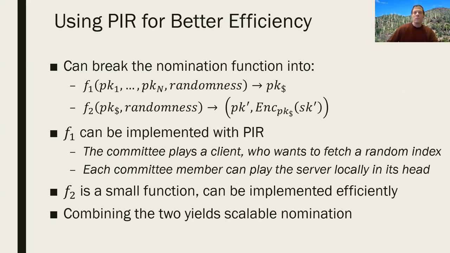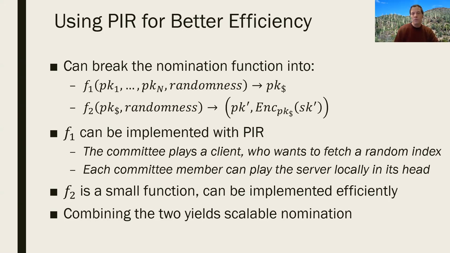We can break the nomination function into a first function F1 that takes all the public keys and some randomness and outputs a randomly chosen public key. And then a second one, F2, that takes this randomly chosen public key and some extra randomness and just chooses the ephemeral public and secret key and encrypts the secret key under the chosen public key. Now F1 we can implement using private information retrieval. The committee as a whole plays the client, who chooses the random index and does whatever the client does to get it.